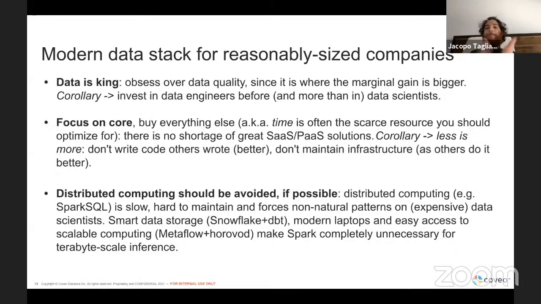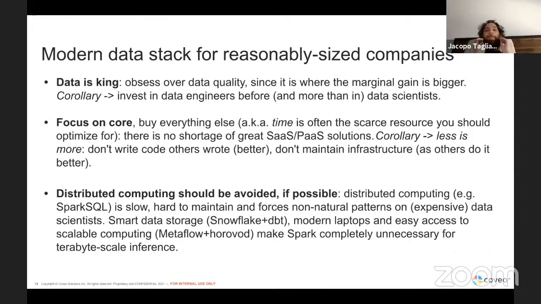Which, as a corollary, means that if you need to build an ML team from scratch, and please, if you do and you want some suggestions, do reach out to me. I'm very reachable on LinkedIn or email. You should invest in data engineering before and more than in data scientists. A good modern ML team at a reasonable scale will probably have more data engineers than data scientists.